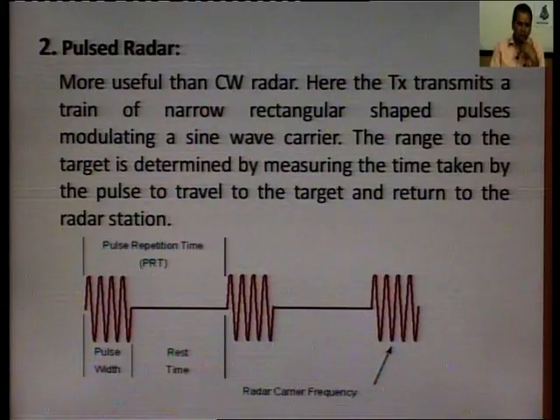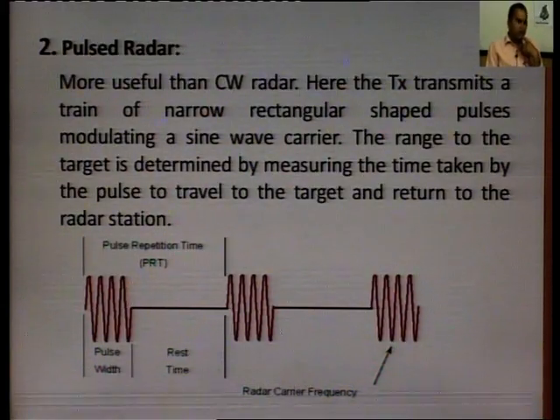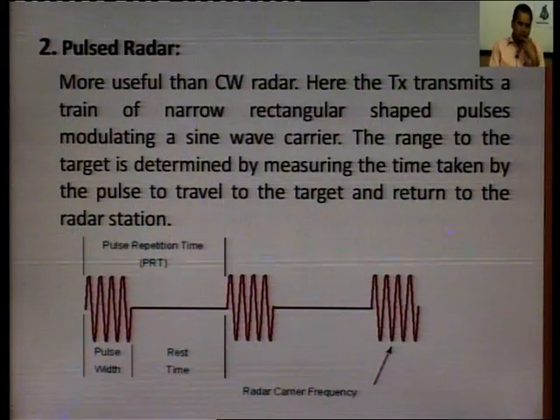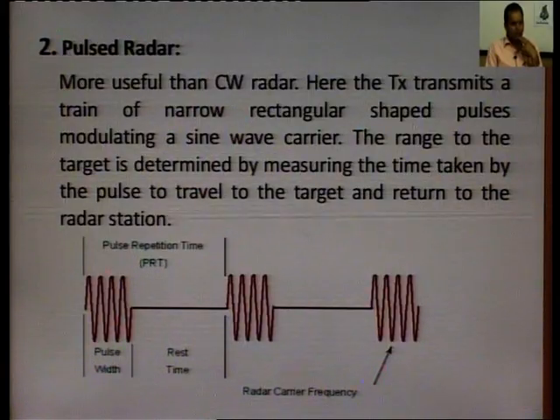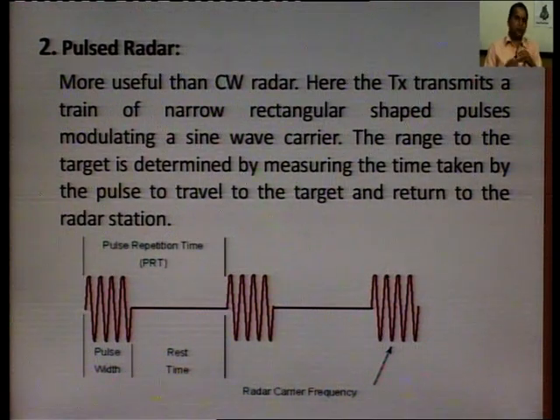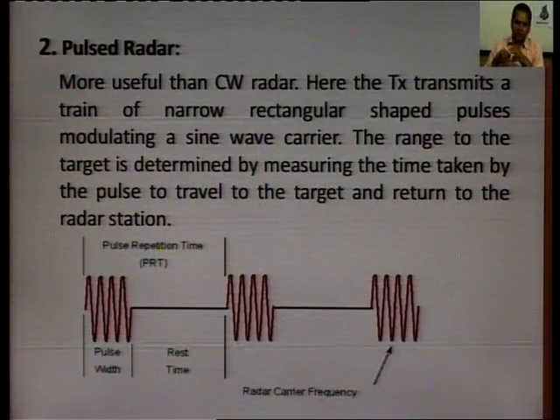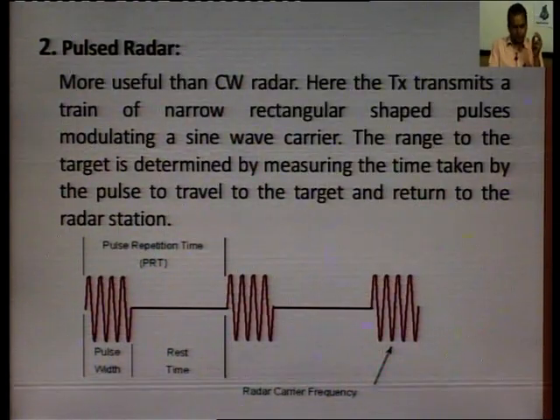Pulse radar we have already discussed. This figure shows how the pulses are generated. It is more useful than CW radar. Here the transmitter transmits a train of narrow rectangular shaped pulses modulating a sine wave carrier. The range of the target is determined by measuring the time taken by the pulse to travel to the target and return to the radar station.